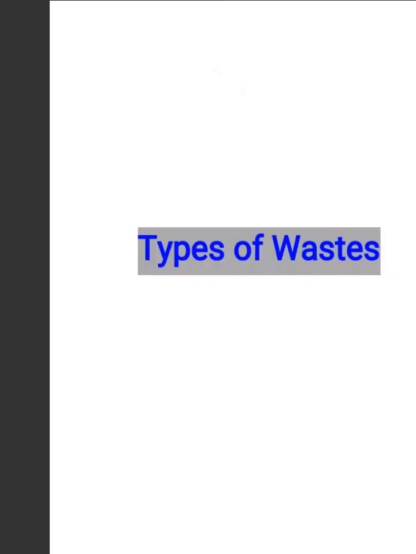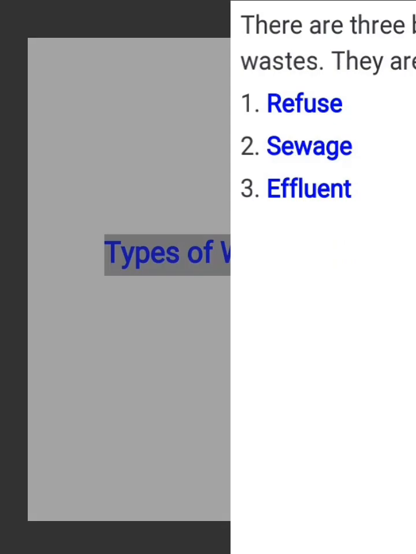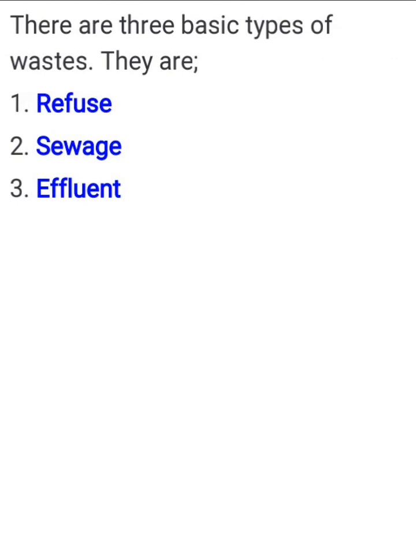So we now come to types of waste. What are the various types of waste that exist? And so let's see the types of waste we have in public health. Now, there are three basic types of waste. They are: one, refuse; number two, sewage; then number three, effluent. And so the three basic types of waste we have include refuse, sewage, and effluent.